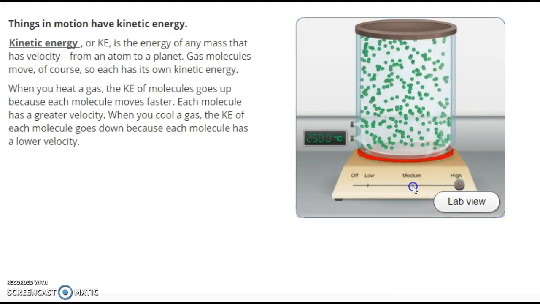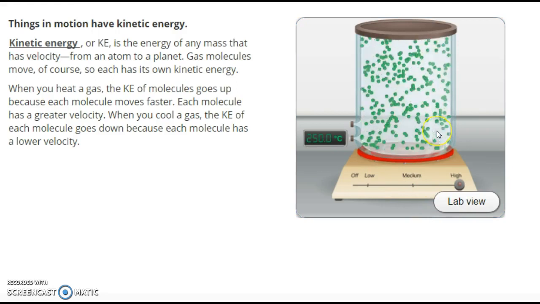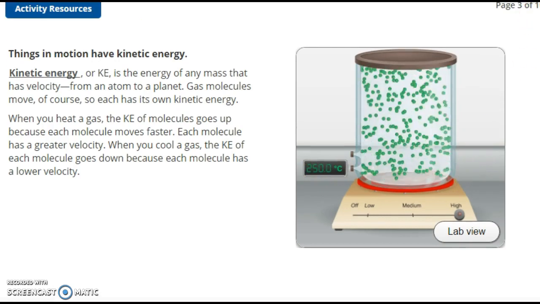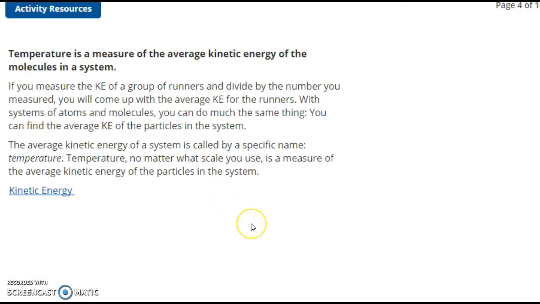All right, so if I were able to move this to medium, they would move slower, which means the temperature would be lower. Temperature is the measure of the average kinetic energy of the molecules in a system. If you measure the kinetic energy of a group of runners and divide by the number of runners, you will come up with the average kinetic energy for the runners. With systems of atoms and molecules, you can do much of the same thing. You find the average kinetic energy of the particles in the system. The average kinetic energy of a system is called by a specific name, temperature.